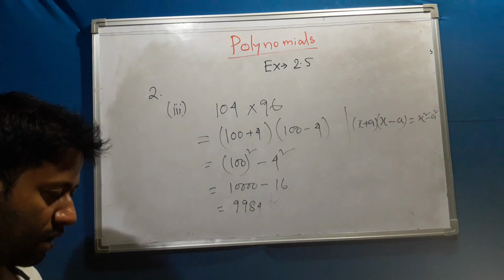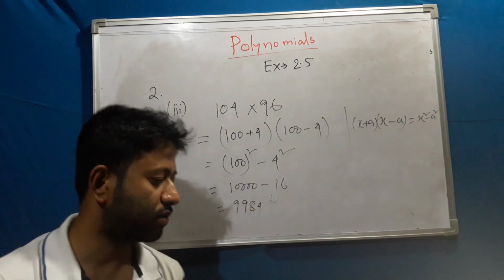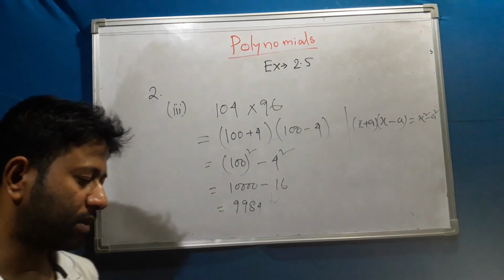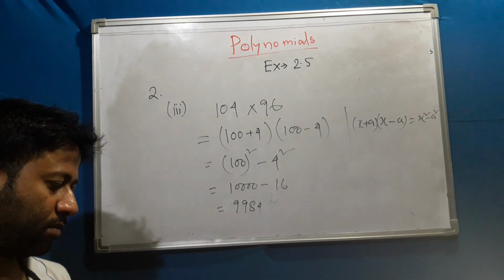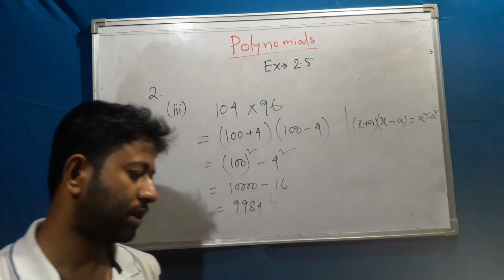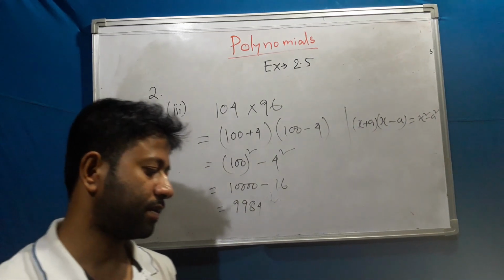The first one is 103 and 107. So I can write this one as 100 plus 3. Sorry, the first one is given as 103 and the second one is given as 107.